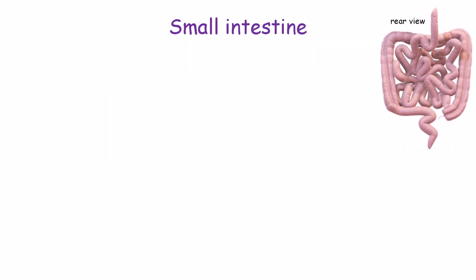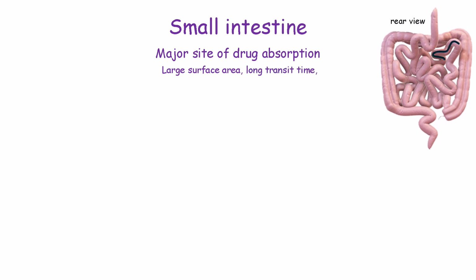Most drug absorption occurs in the small intestine. Stretching several metres in length, it's the longest section of the gastrointestinal tract and offers an enormous surface area for drugs to enter the circulation. The prolonged transit time through the small intestine further enhances the opportunity for absorption.